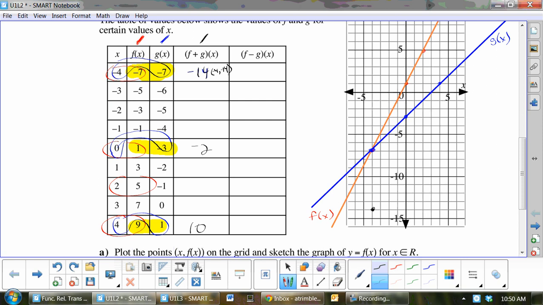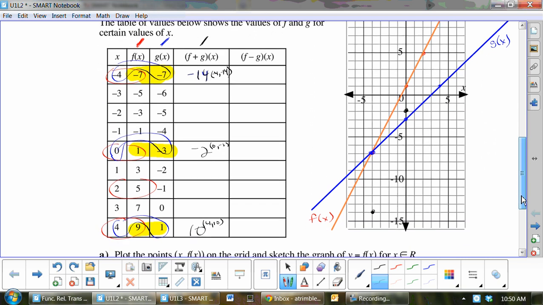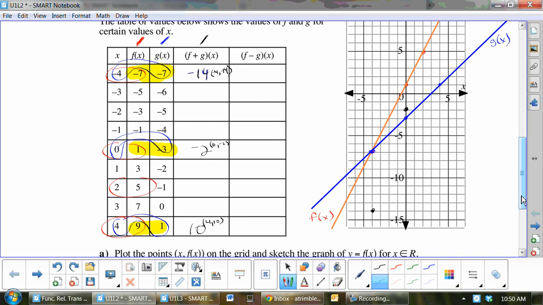Now, next one, I'm going to graph 0, negative 2. So 0, negative 2 is right there. Okay, and the last one is 4, comma 10. 4, comma 10. It's right there. Okay, so I'm going to draw a line now.